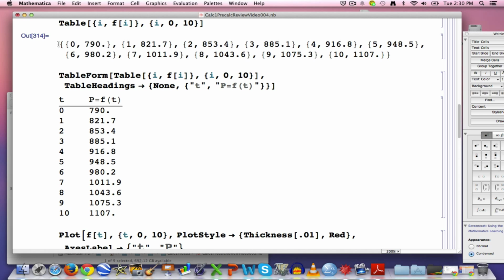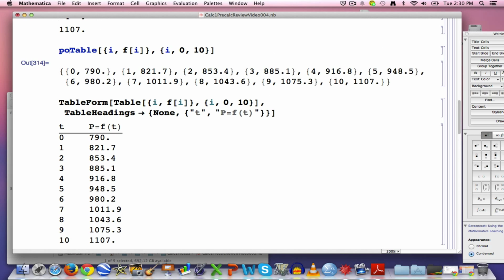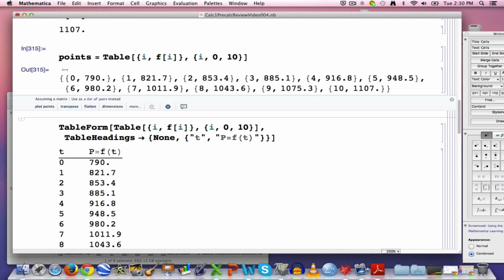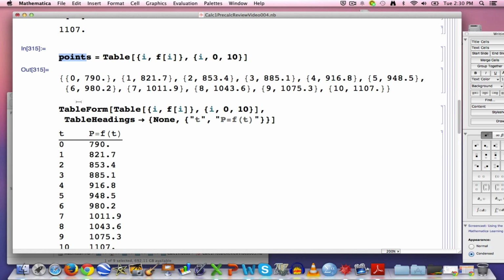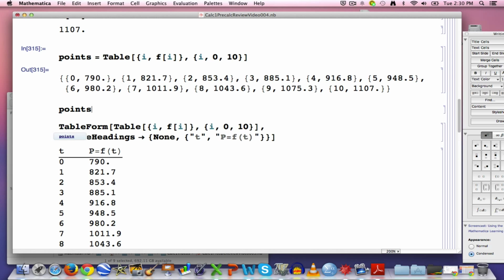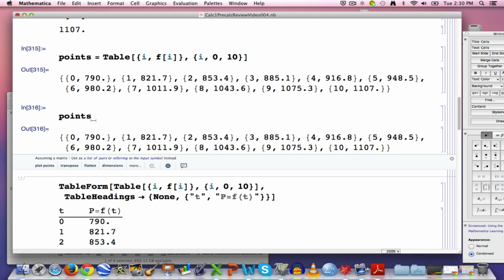For example, I could name this list of points. I could call it points. I could type the word points here, type an equal sign, and enter that, and now that list is stored in the variable that I've called points. If I type the word points here and enter that, I see the list of points again.